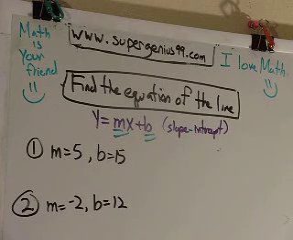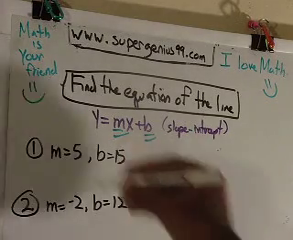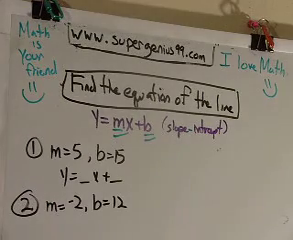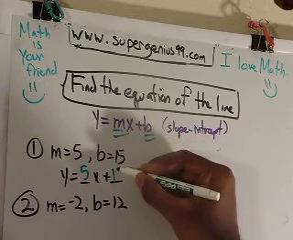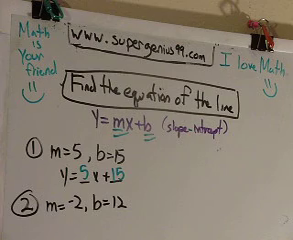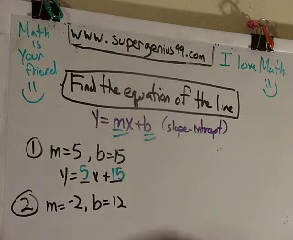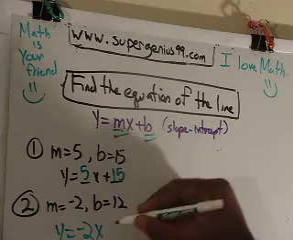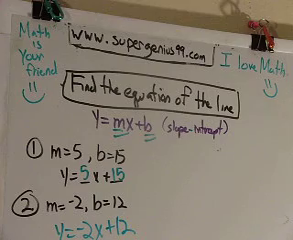So like number 1, they give us m is equal to 5 and b is equal to 15. So I'm going to plug in. M is my 5, so I just plug in a 5 for the coefficient of x, and 15 for b. So in other words, y is equal to 5x plus 15. Pretty simple, right? How about the next one? M is equal to negative 2, b is equal to 12. That's simply y equals negative 2x plus 12.